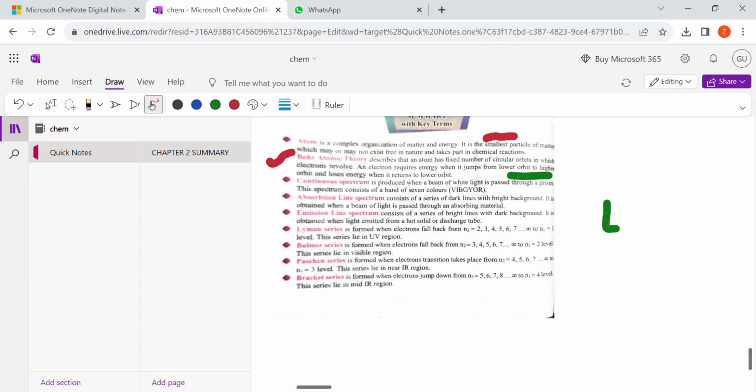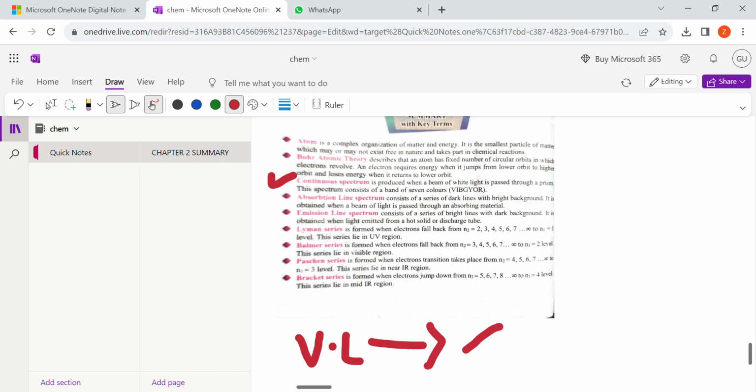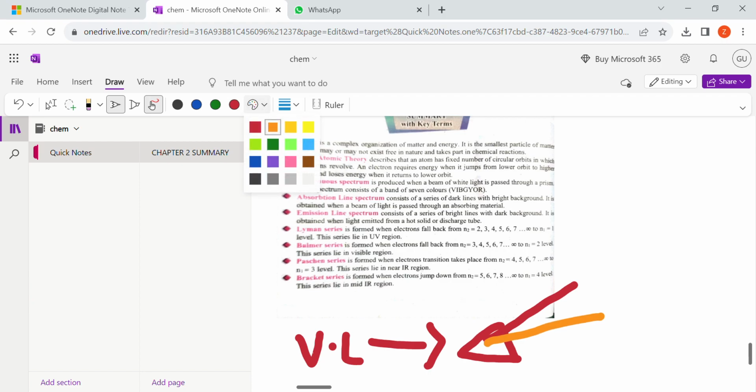Okay. When it comes to the continuous spectrum, it is produced when a beam of white light is passed through a prism. This spectrum consists of a band of 7 colors. How is the continuous spectrum made? When visible light is passed through the prism, a prism is an object. The spectrum is a continuous band, it comes out in 7 colors. The spectrum that comes out would be in 7 colors.